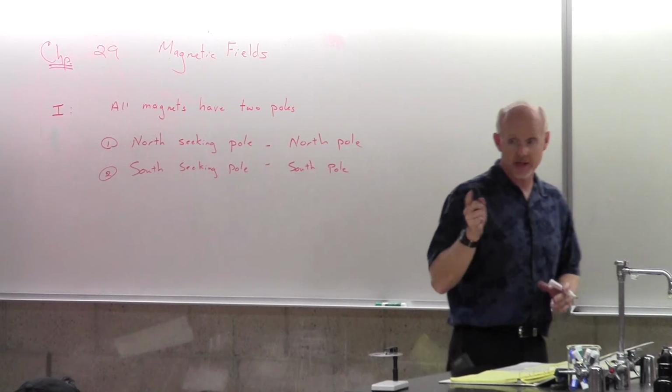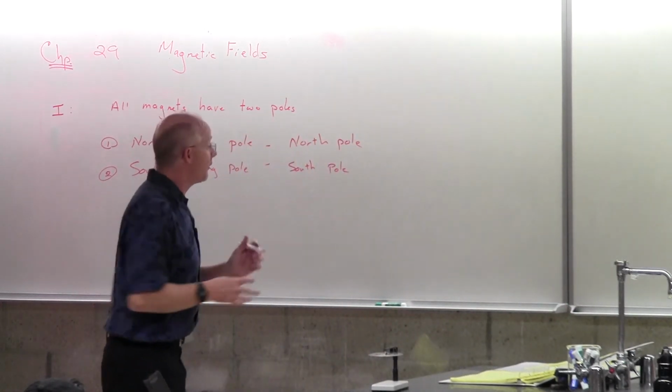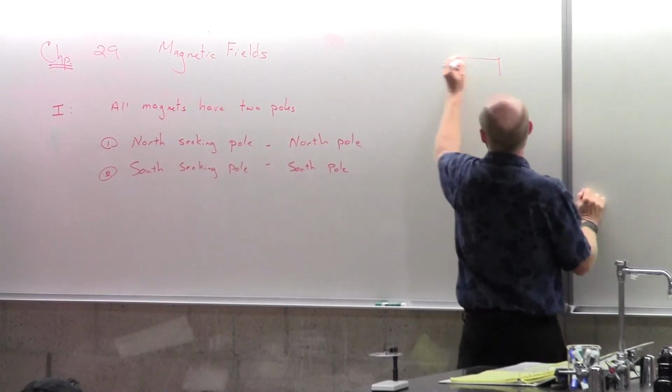Let me take a next step here, step 2, okay? But that's step 1. And so if I ever draw a magnet, I'm going to draw it this way. This is what you're going to see in the book.